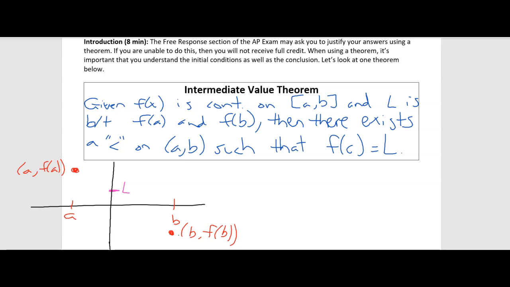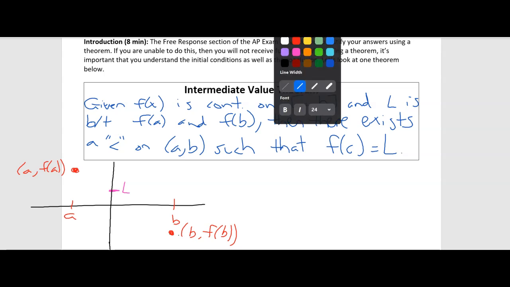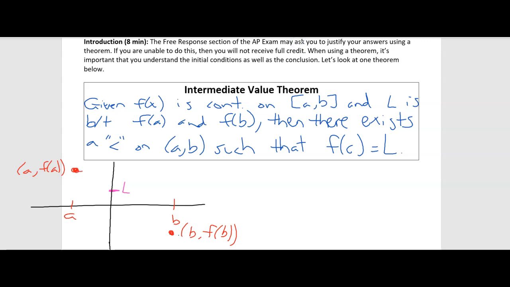So first thing is f of x must be continuous on the closed interval a to b. So when I draw this function, we know it has to be continuous. Second condition is that L has to be between f of a and f of b. So if I sketch out where these f of a and f of b points are, I just have to choose an L that's between them. It can be any number between those two y values. I just chose one that was positive here.